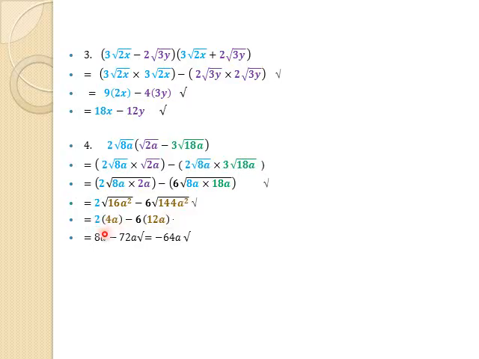2 times 4a would give me 8a. Minus 6 times 12a would give me negative 72a. Negative 72a plus 8a then would give me negative 64a. So hope you follow so far. 1 mark there for correct multiplication. Second mark there for applying law 1 correctly. Third mark for simplification, and fourth mark for final answer.